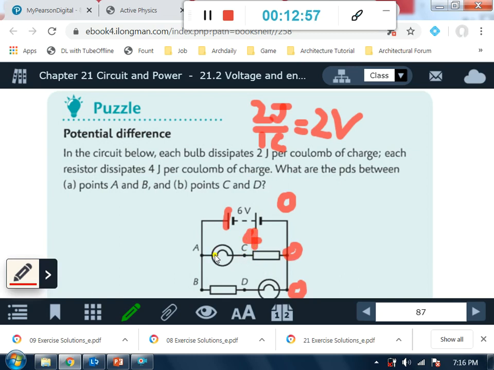Similarly, for the light bulb, there will be a 2 volt drop. A is higher than C by 2 volts. C is 4, so A should be 6. Okay, that's all for the path AC.